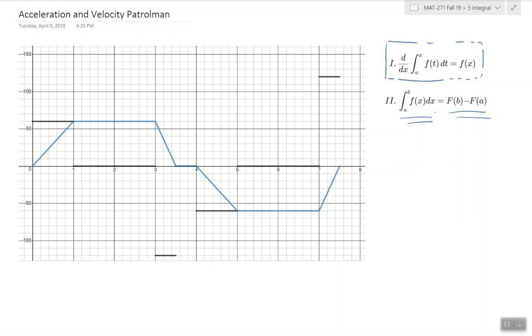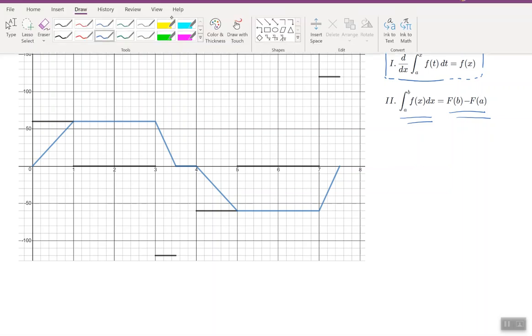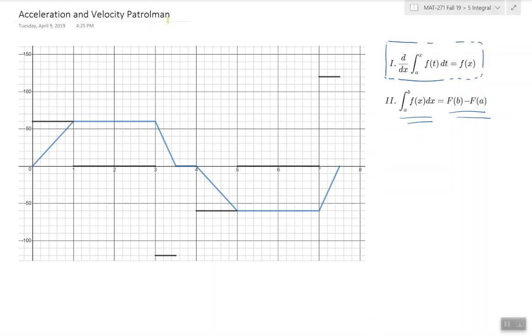First of all, remember, as we accumulated area, the two functions, and we've seen them before. The black function is my acceleration function. The blue function is the velocity function that we generated from the acceleration function.